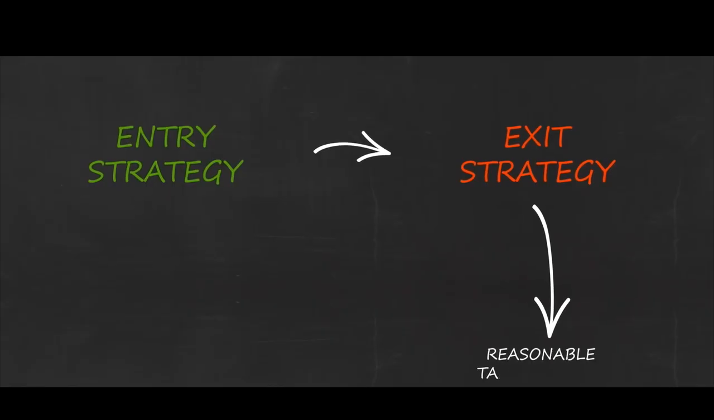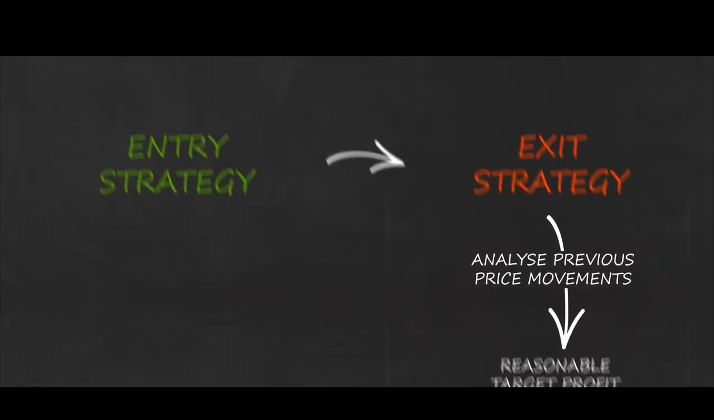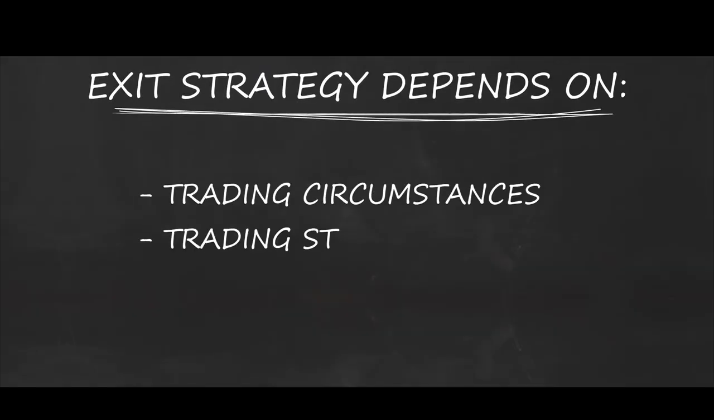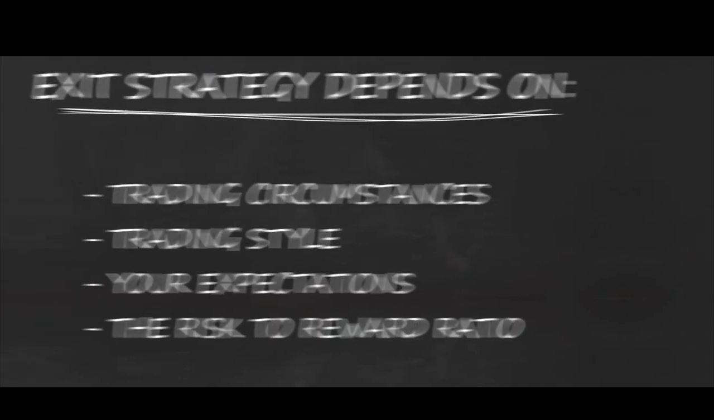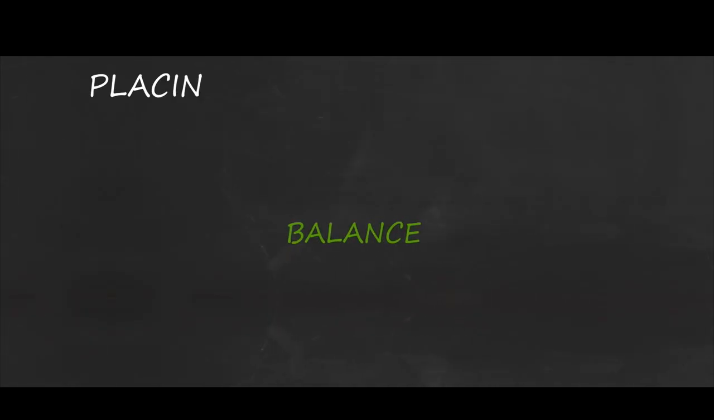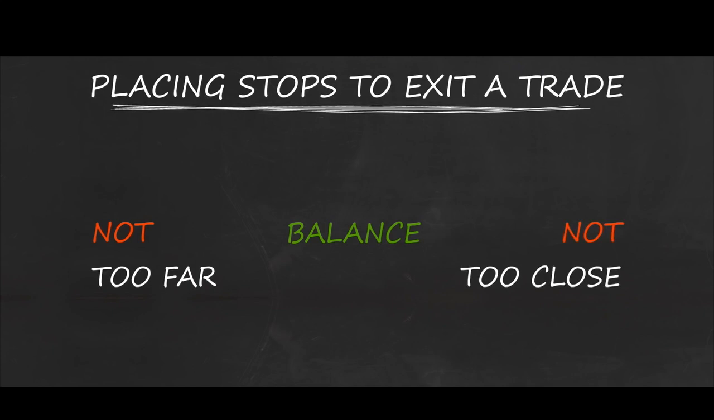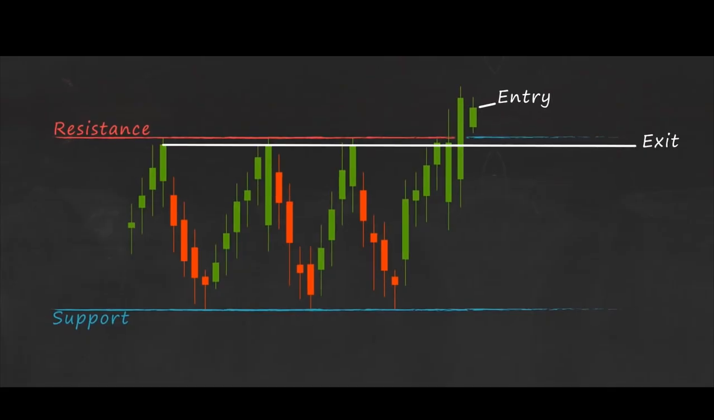A good way to determine a reasonable target profit is to analyze the previous price movement of the currency. Your exit strategy will depend on specific trading conditions, your trading style, your expectations, and the risk to reward ratio you're currently using. The balance you have to consider when placing your stops to exit your trade is to set them not too far so you don't lose money if the market turns against you, and not too close so the small price fluctuations take you out of your trade too early. In this case, we could decide to place it right about here, which would be our maximum permissible loss.